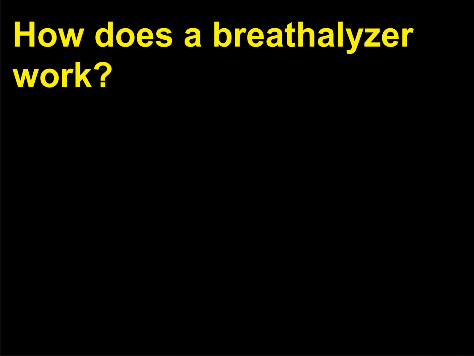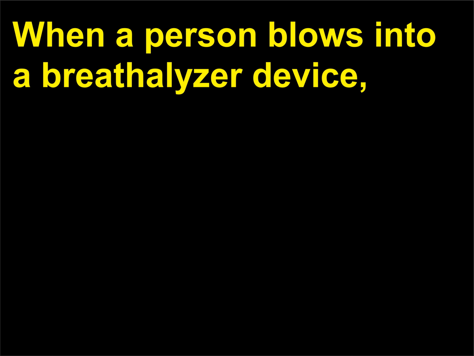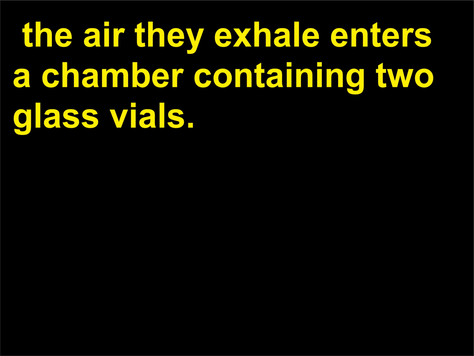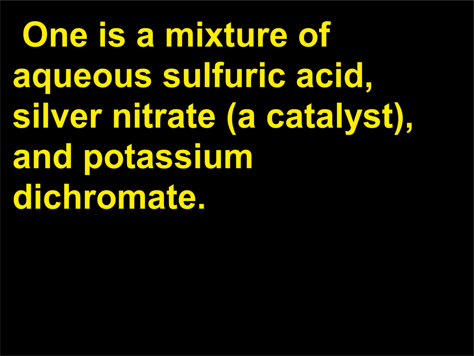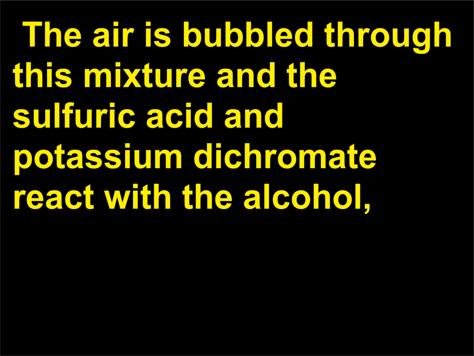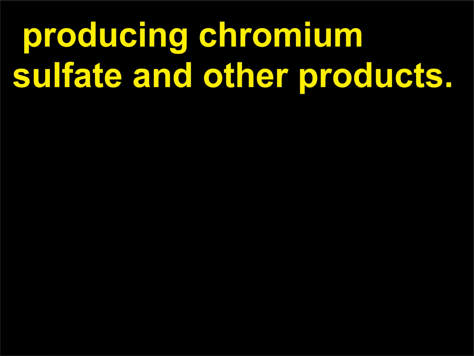How does a breathalyzer work? When a person blows into a breathalyzer device, the air they exhale enters a chamber containing 2 glass vials. One is a mixture of aqueous sulfuric acid, silver nitrate, a catalyst, and potassium dichromate. The air is bubbled through this mixture and the sulfuric acid and potassium dichromate react with the alcohol, producing chromium sulfate and other products.